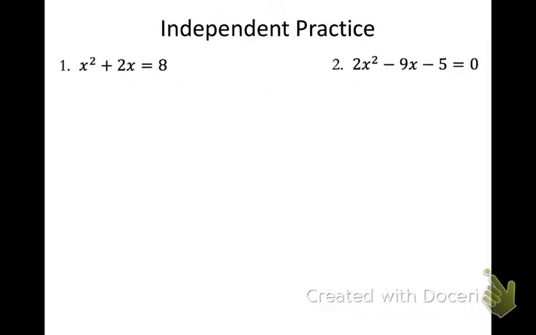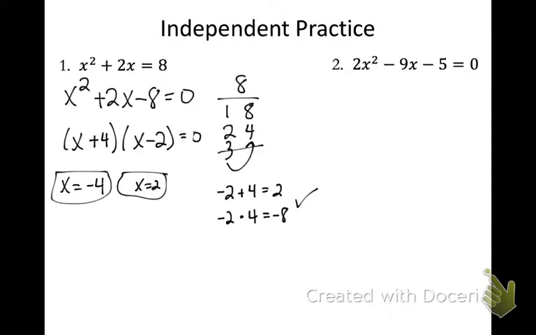Okay, I want you to pause your video and try these two problems. For this first problem, it was level 1 factoring because we didn't have an a out in front of the x squared. So I found my factors to be 4 and -2. I checked them down here to make sure that they added to +2 and multiplied to -8.